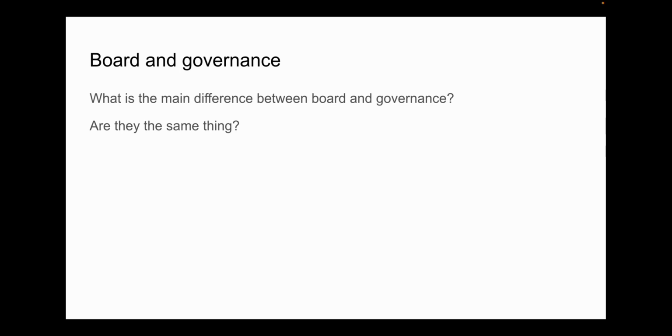So you often hear, we have a board of directors, and we want to govern the nonprofit organization better or more effectively. So what's the main difference between the board and the governors? Are they the same thing? Are we talking about the same thing? Maybe one coin, two faces.